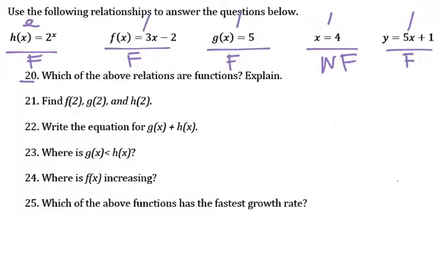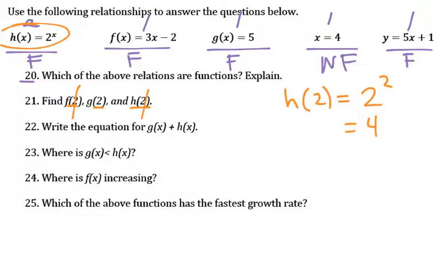Alright, find f of 2, g of 2, and h of 2. So remember, when you're looking for the inputs, take the function, and wherever there was the variable x, put in our input. So this is h of 2. 2 squared is 4. So h of 2 is 4.